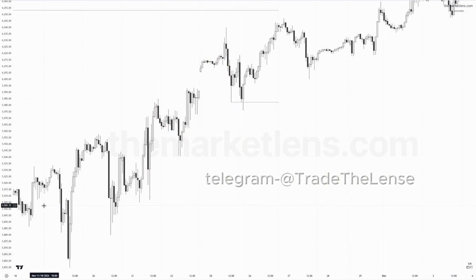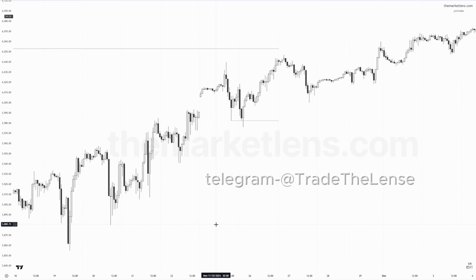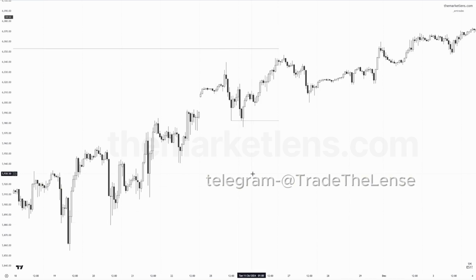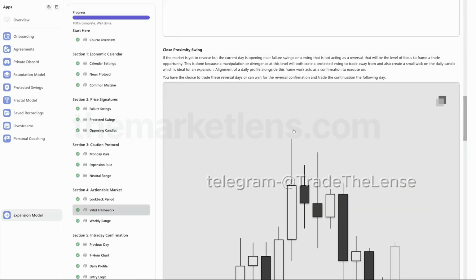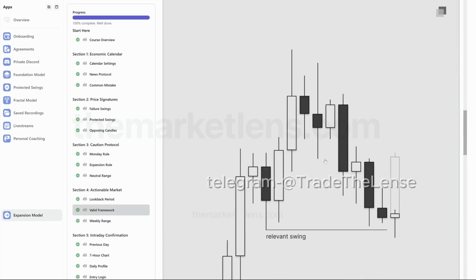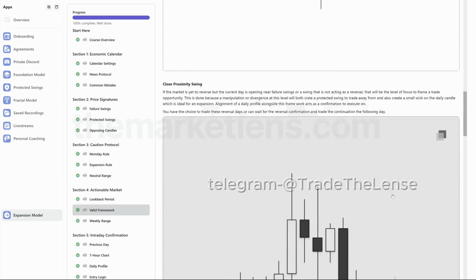It's always in the back of my mind when I'm trying to draw out, is that protected swing valid? Did it occur at an extreme low or an extreme high? Or is the market near one of those points that it can run out for the following day? And that's really these two things. This is what you're going to have for a valid framework: the market is basically going to be opening near one of those points, and it can make that small opposing run and then expand away. That's the first scenario you're going to have.